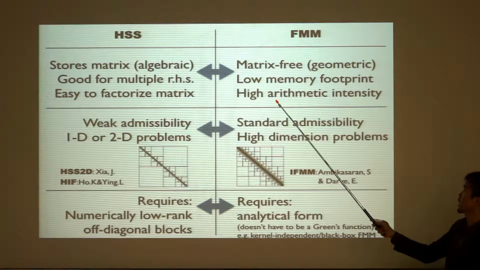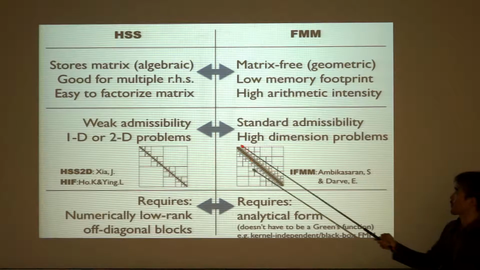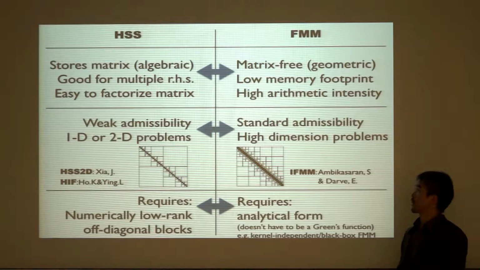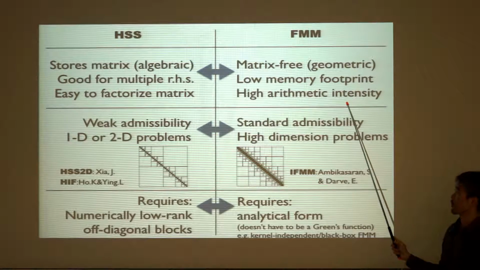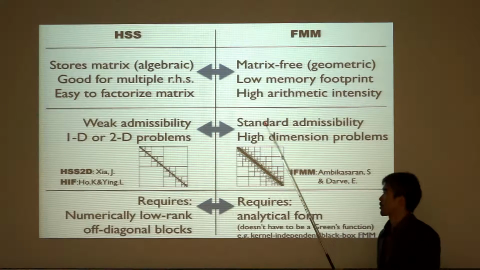And then it has higher arithmetic intensity. So if you're calculating on GPUs that prefer higher arithmetic intensity, then these will give you more flops, basically, because they'll be compute bound on your GPU.